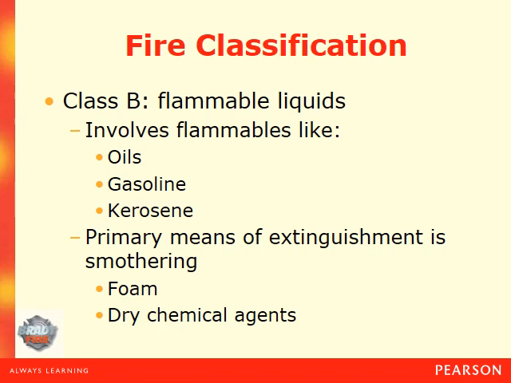Class B are your flammable liquids, and that's your oils, gasoline, and kerosene. Now, if we remember correctly, water and oil. The oil and gasoline have a weight that is less than 1, so water will actually go underneath it, and those oils will float on top, continuing to burn. So you need something other than just water.